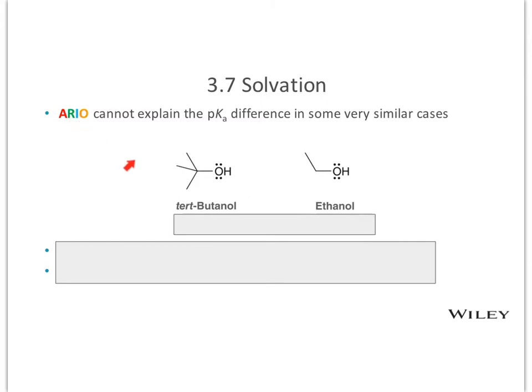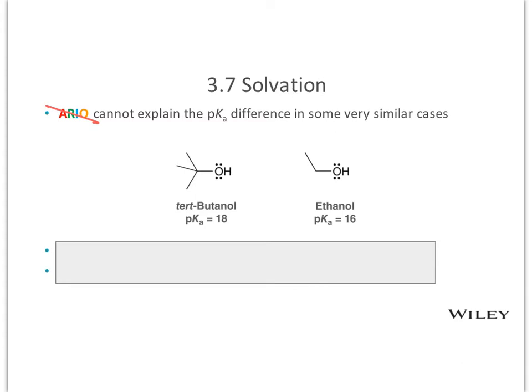There is no inductive effect, right? We don't have any electronegative atoms near the oxygen. And the orbital effect is going to be the same, right? Once I have my lone pair here, I'm going to have sp3 lone pairs, and I would have sp3 lone pairs. So in this particular setup, there's nothing that ARIO is going to be able to do for us. But it turns out that these two molecules do have different pKa's. Namely, tertiary butanol has a pKa of 18 and ethanol has a pKa of 16.